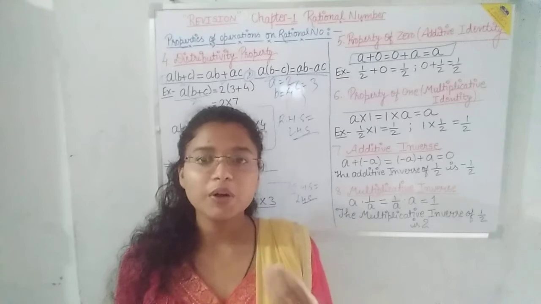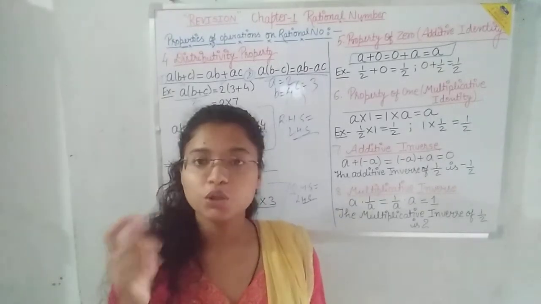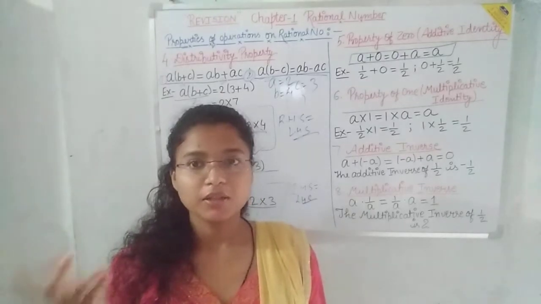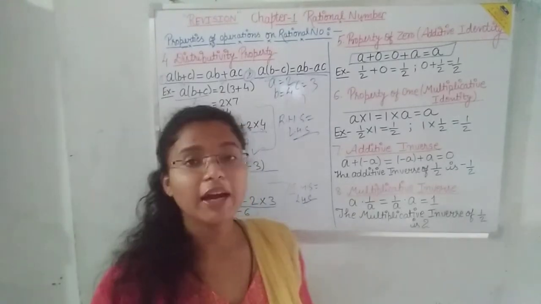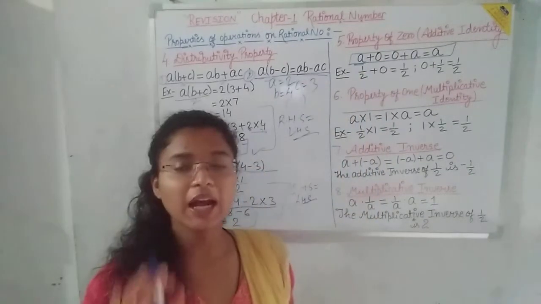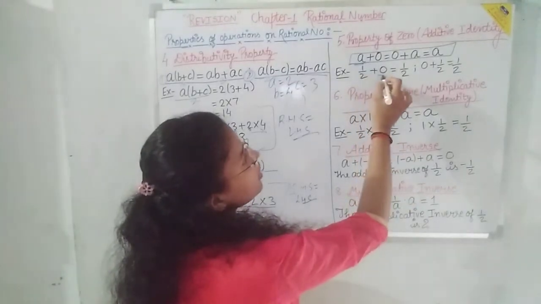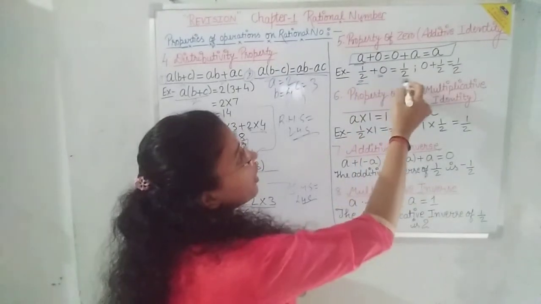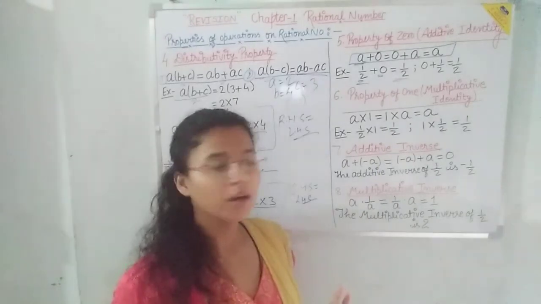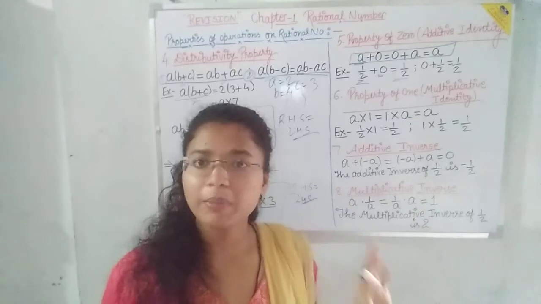And this is the simple rule of addition also, that if you add 0 to any number, you will get the same number. This is the same rule for the additive identity. Suppose a is a rational number and I am taking 1 by 2 as my example. When you add 0 to 1 by 2, what will you get? You will get 1 by 2. And when you add 0 plus 1 by 2, again you will get 1 by 2 only.